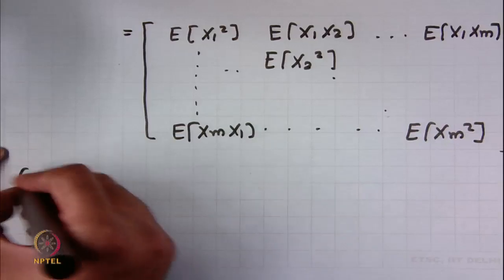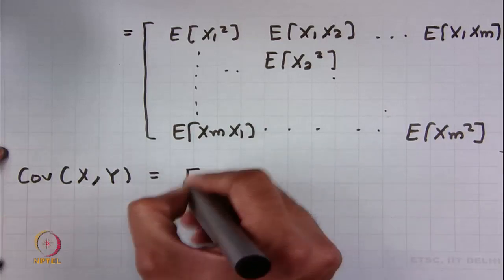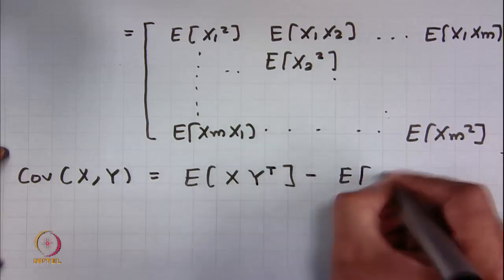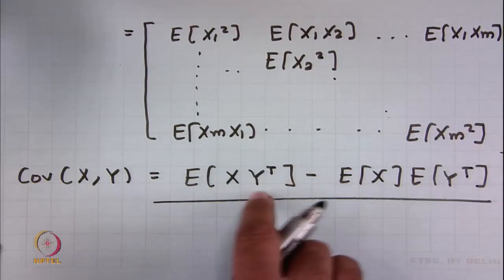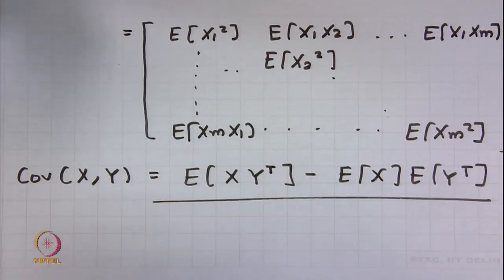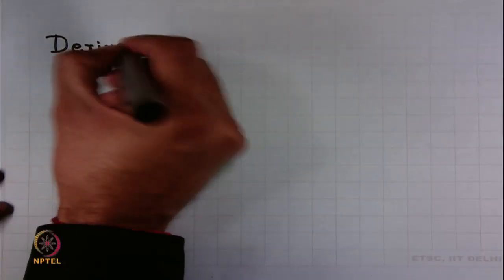What about the covariance? The covariance of random vectors x and y is also defined in a very similar way. It is expected value of x into y transpose minus expected value of x into expected value of y transpose. It is very similar, you just have to change x with a vector y. Okay. So, I have finished random vectors. They will be very useful when we talk about Gaussian processes or random processes later on. So, let us now look into another theme, and this theme is about derived distributions.